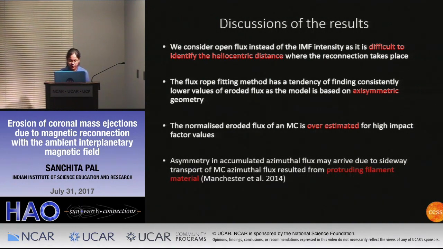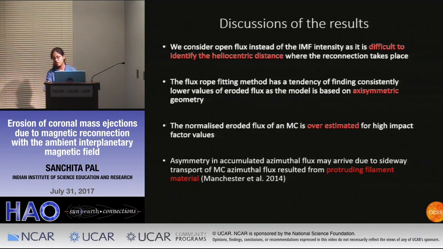And finally, we consider here that whatever asymmetry is generated is due to the erosion, which is not always the fact. Sometimes it happens that the CME magnetic cloud is propagating, and just behind it filament material is there, which can protrude through it and break its structure. Then sideway transport of the magnetic cloud azimuthal flux may happen, and thus asymmetry may be generated.